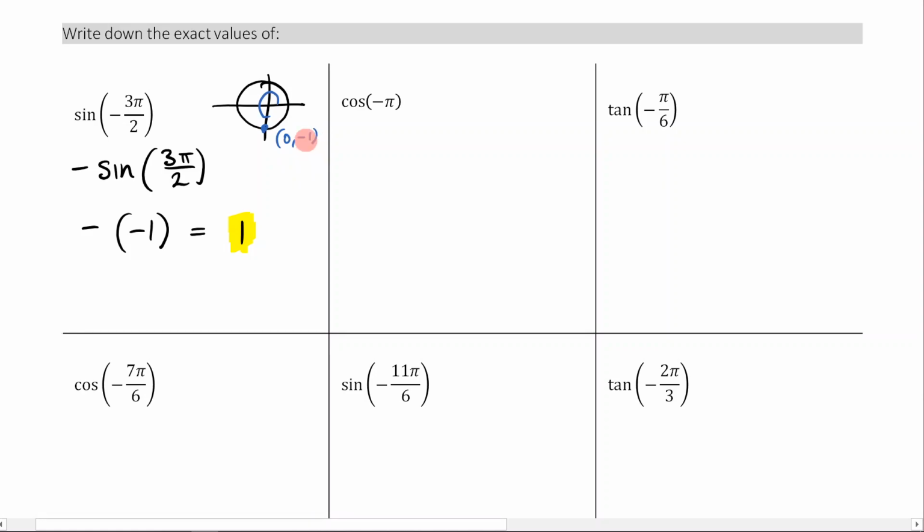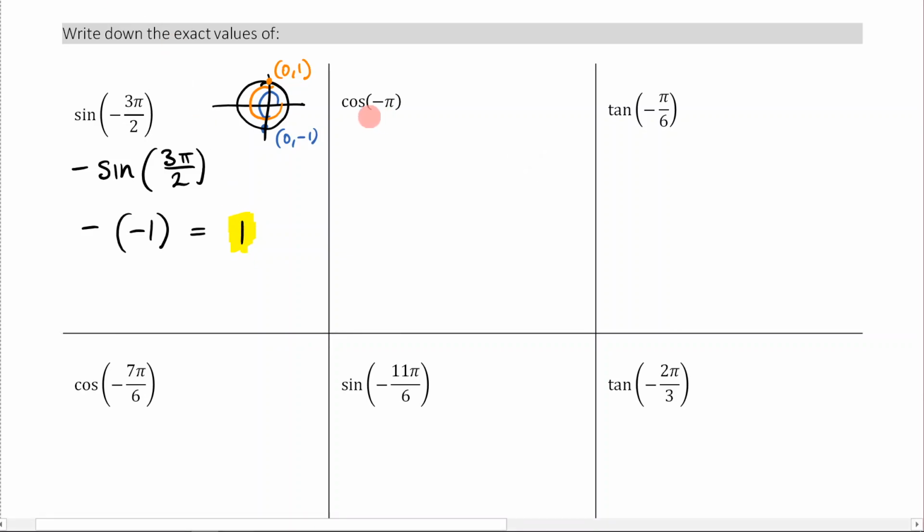If I wasn't to apply this property and instead just answer this question by thinking about what it means for an angle to be negative, for an angle to be negative means I'm moving in the clockwise direction, so I'm moving this way, which would take me here, and this point is 0, 1. So the answer would just be 1. So just kind of two ways of thinking about it there. And that's the beautiful thing about maths. There's more than one way to answer a question.